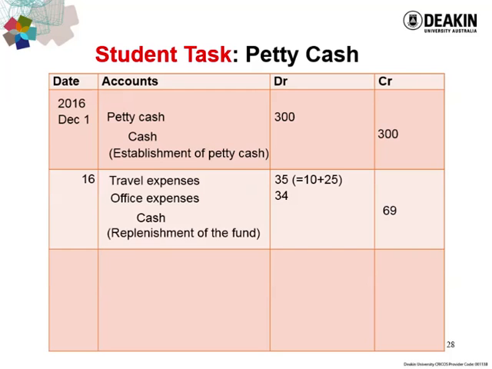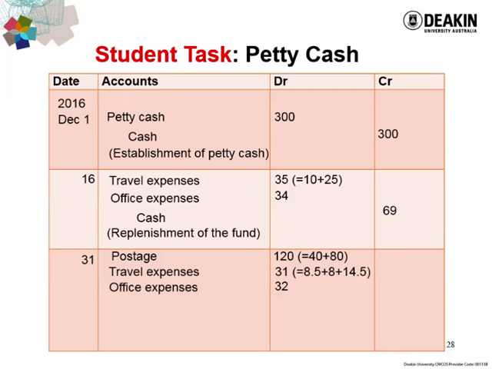On 31st December, we also make another replenishment. So we debit postage 120, which equals 40 plus 80. We debit travel expense 31, which equals 8.5 plus 8 plus 14.5. We debit office expense 32, we debit stationery 10, and we credit cash 193. So all this exercise will make sure that we bring our petty cash back to $300 at the start of next month, meaning we keep the balance intact.